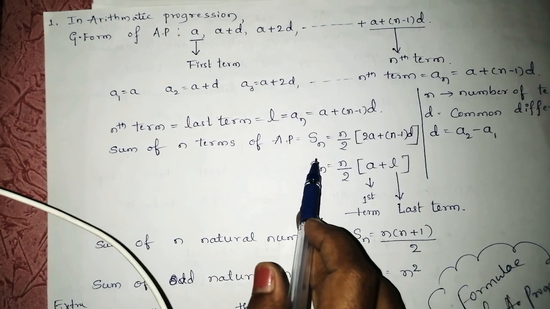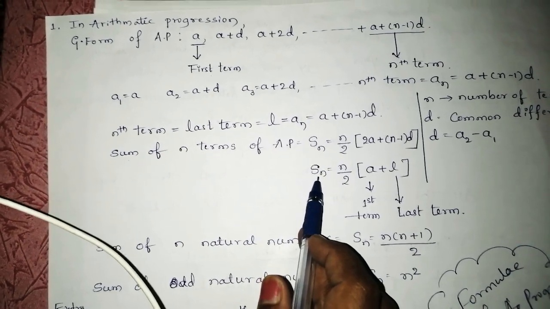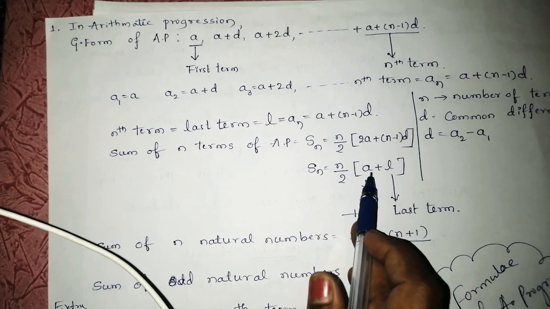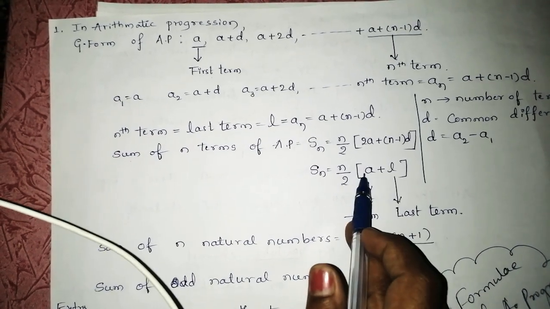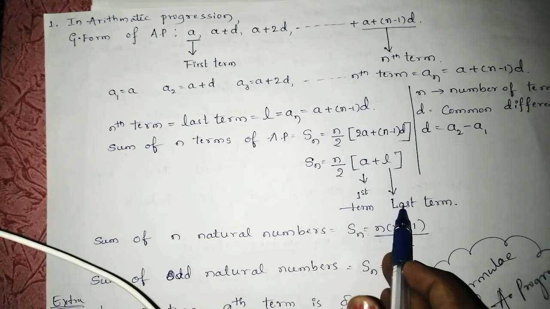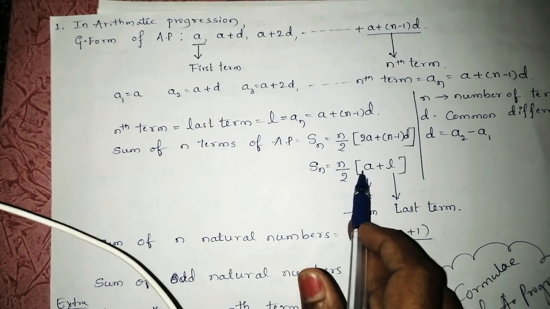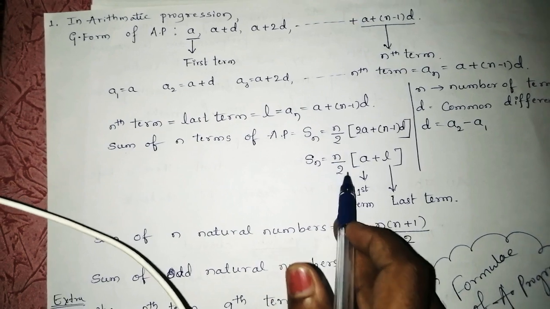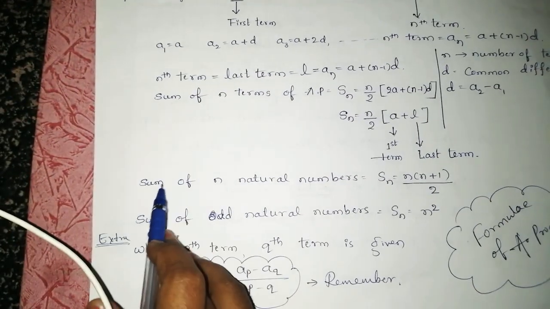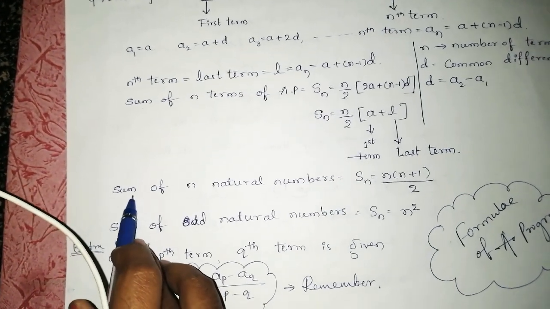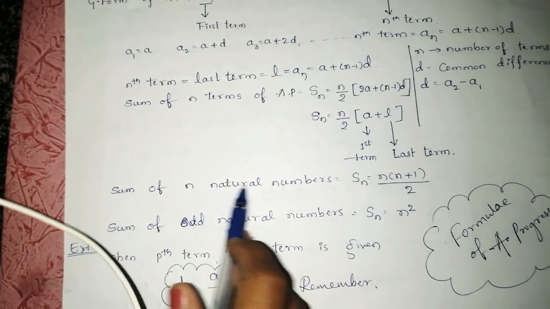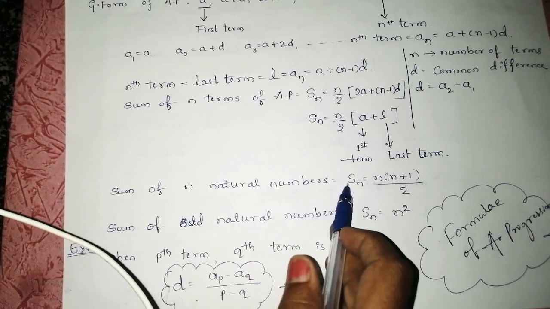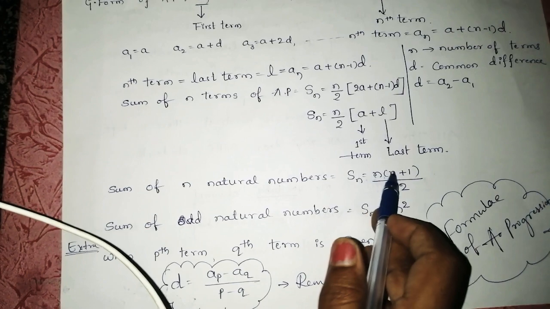And there is one more formula, Sn is equal to n by 2 into bracket a plus l, where a is the first term and l is the last term. So whenever the first term and last term are known, you can easily use Sn equal to n by 2 into a plus l. And one more extra important part, the sum of first n natural numbers is Sn equal to n into n plus 1 by 2.